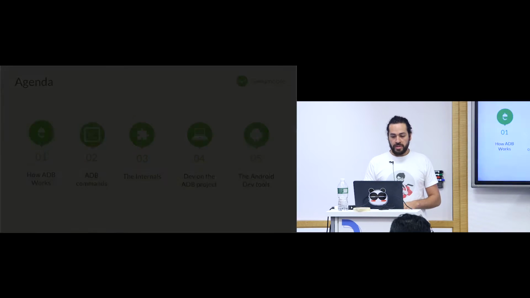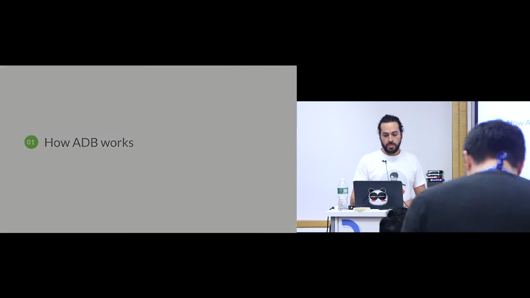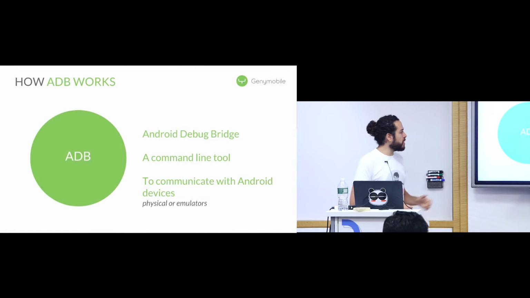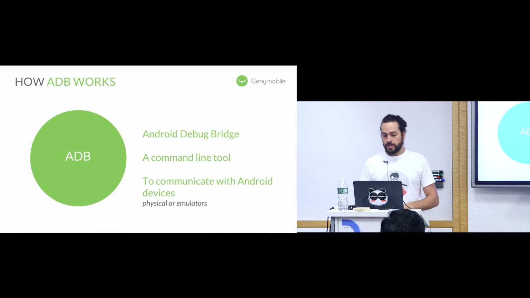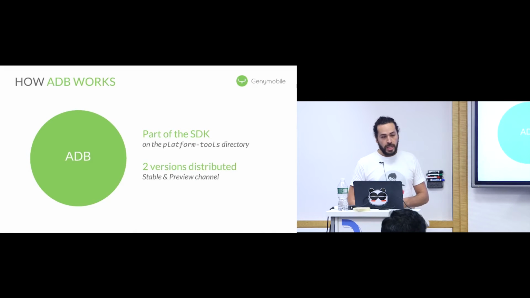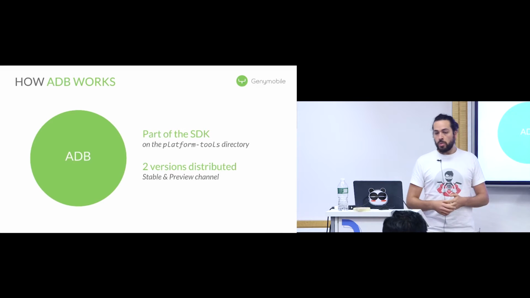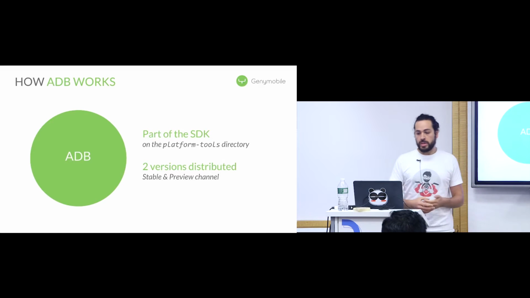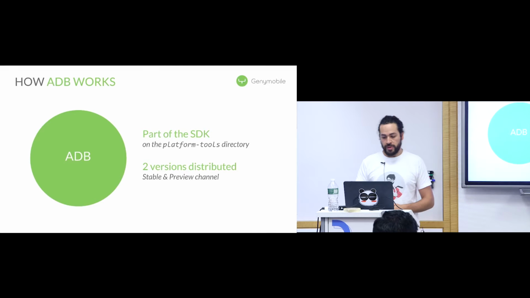Okay, let's start. How ADB works. First, ADB stands for Android Debug Bridge. It's a command line tool, and it helps you to interact with an Android device, right? It's part of the SDK. You can find it in the platform-tools folder. And you can have between 1 and 2 versions released by Google. One is the stable. It's always here. And sometimes you have the preview channel for the next version of ADB.